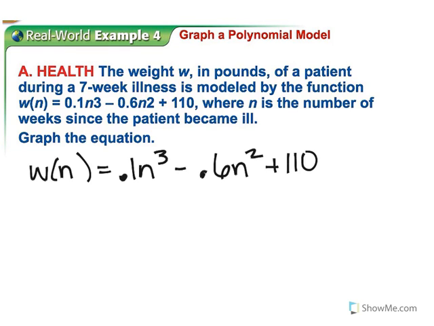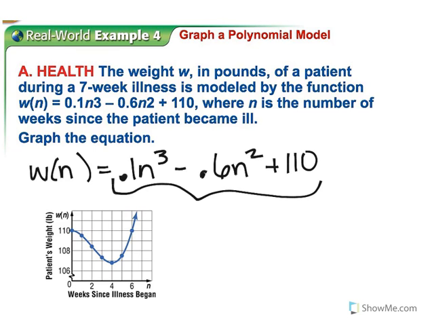So again, go into your calculator, doc B to clear it, and plug in just this piece, not the W of n, or else you're going to get an error. Now, one thing: you don't have to put n. You can, but really we can just change it to an x in your calculator. Now, you should get a graph that looks like this.